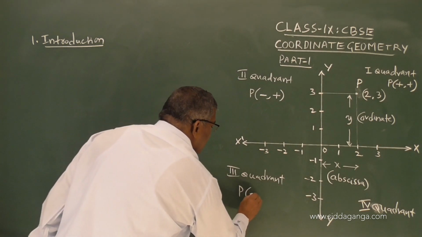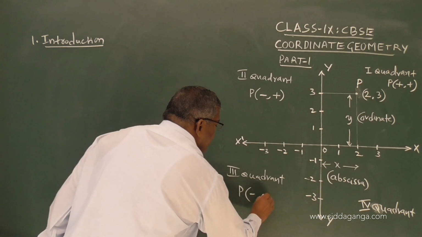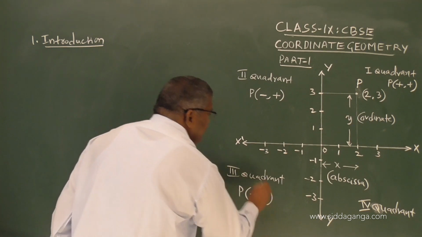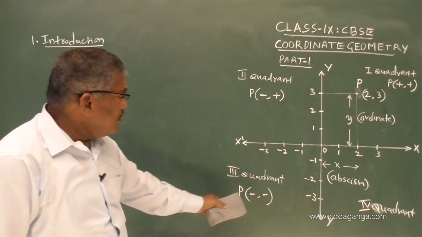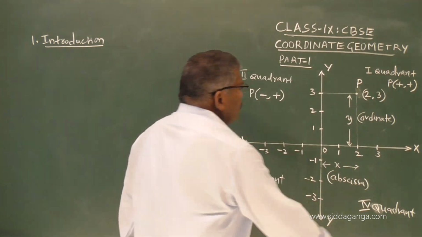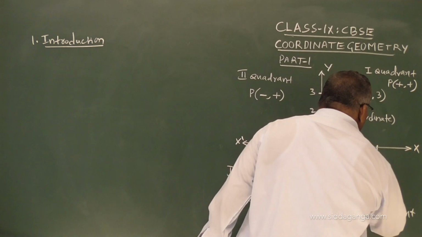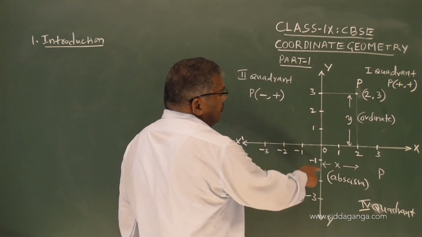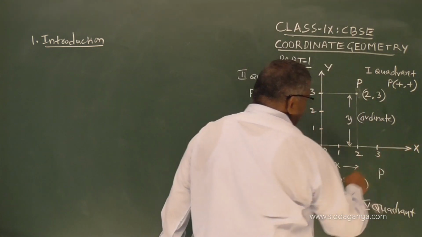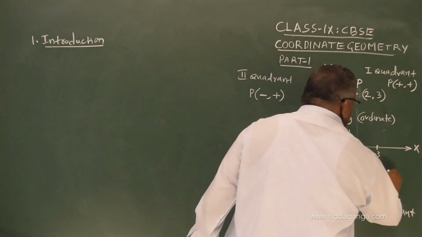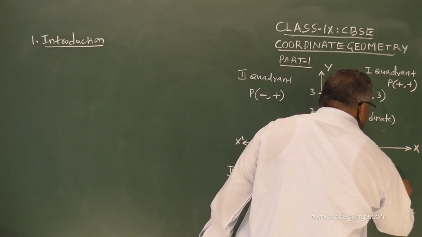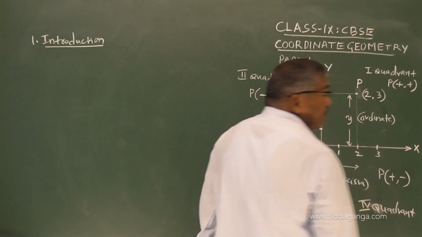Therefore here both are negative, here minus. X is minus, y is minus. So here in the fourth quadrant P will be x positive, y negative. You can see this, x is positive, y is negative.